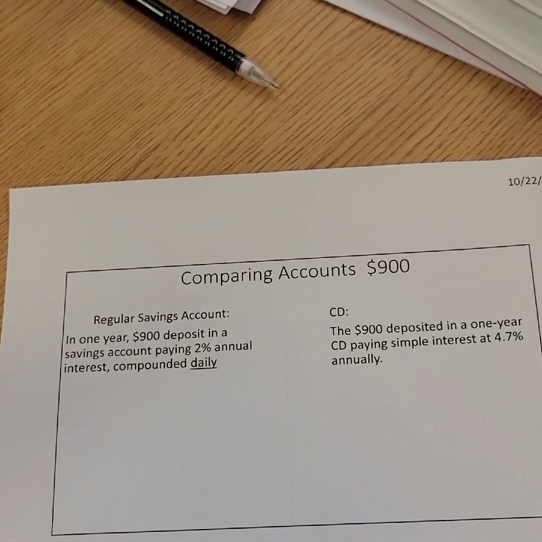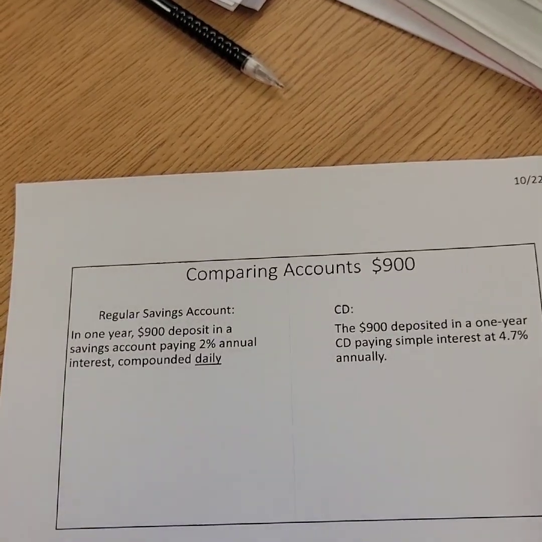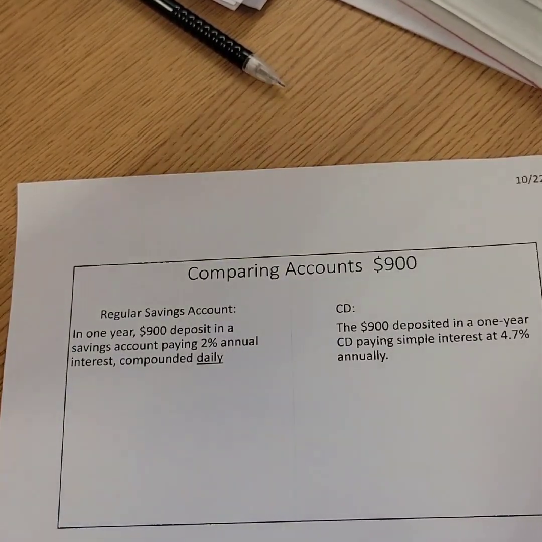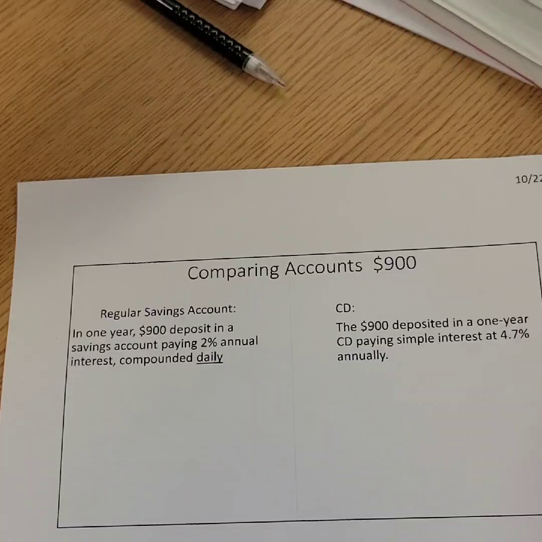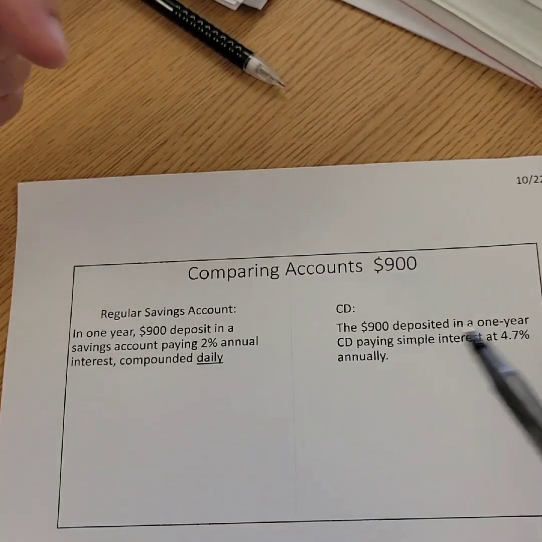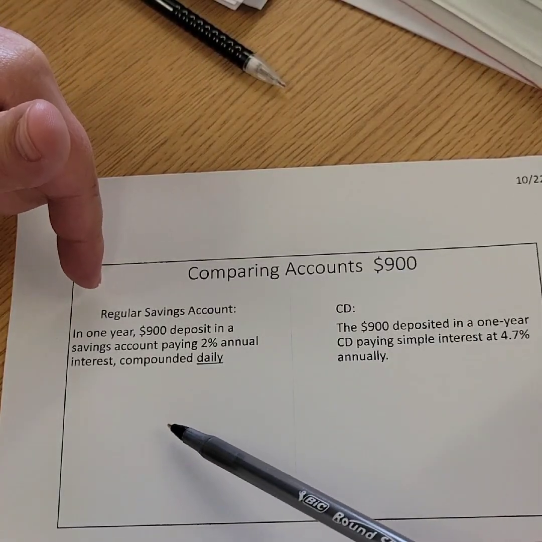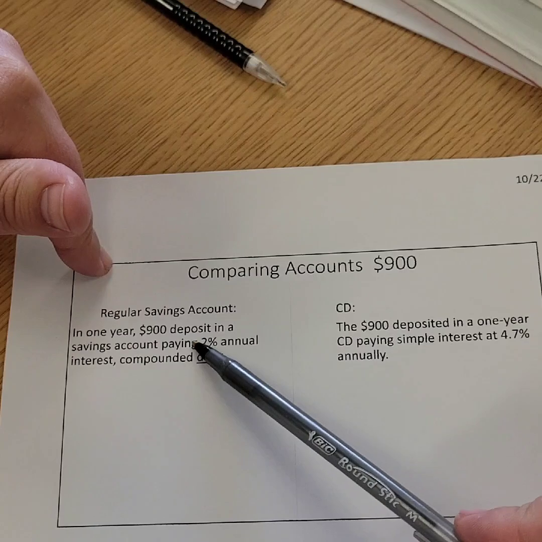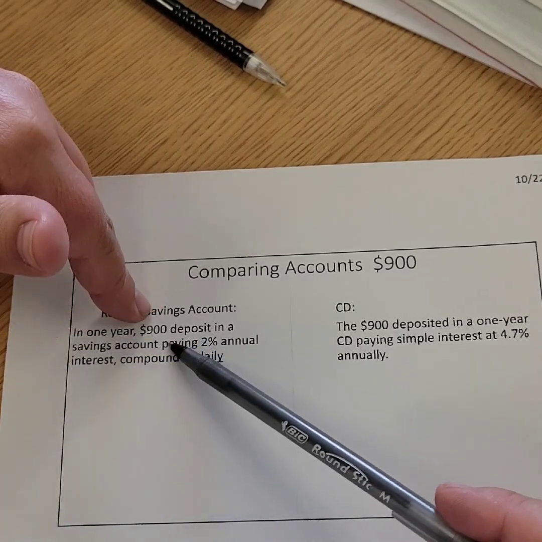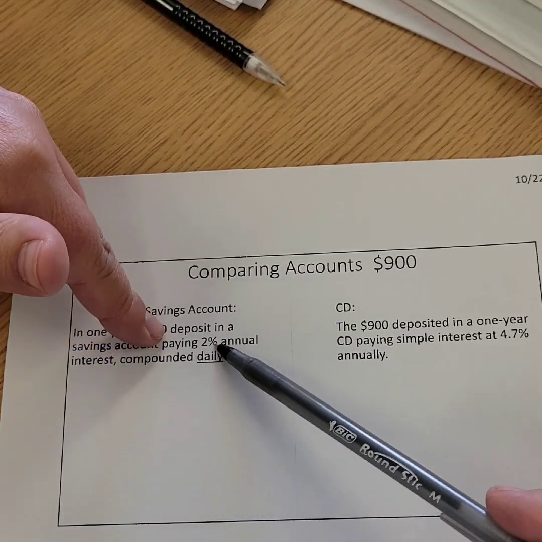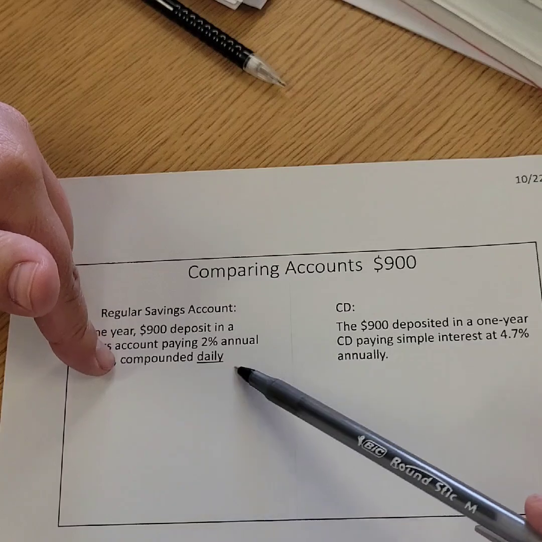And I made these numbers up, so there may or may not be actually something that matches this. So we've got a regular savings account in 1 year, $900 deposit in a savings account paying 2% annual interest compounded daily.